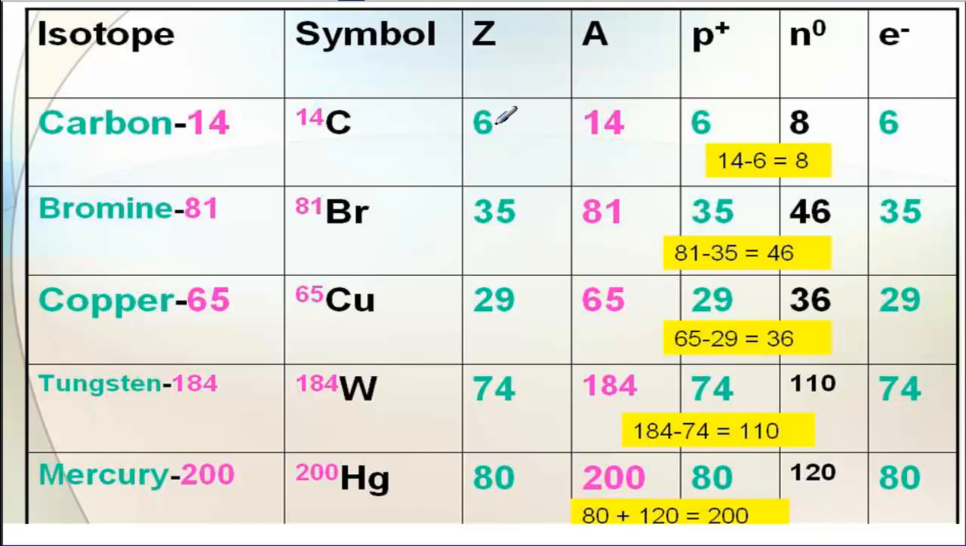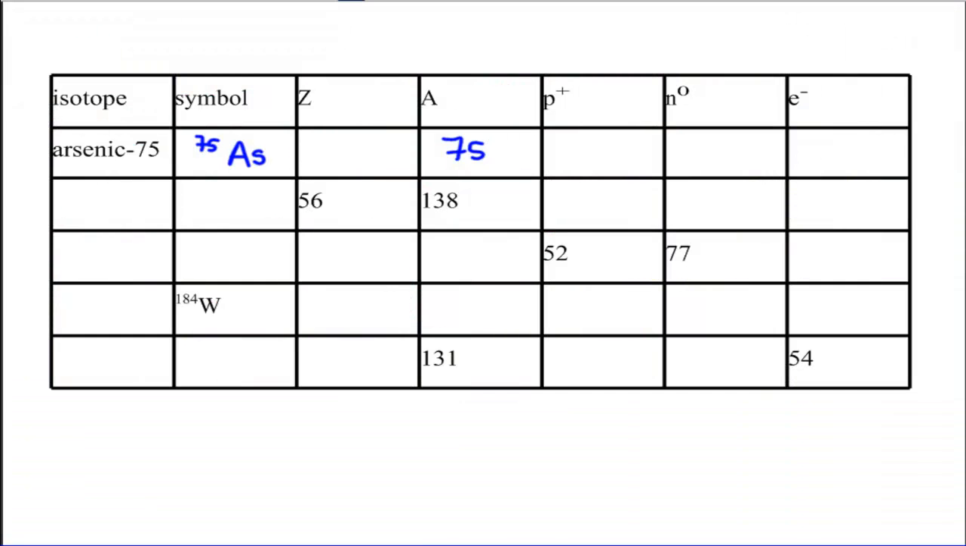Notice that your Z, P, and E are the same, and that is based on the element that you have. So put the mass number on the symbol, and put the mass number in the name of the isotope. Looking at the periodic table, arsenic has an atomic number of 33, which means that it also has 33 protons and 33 electrons. To find the neutrons, we do 75 minus 33, so that gives us 42 neutrons.